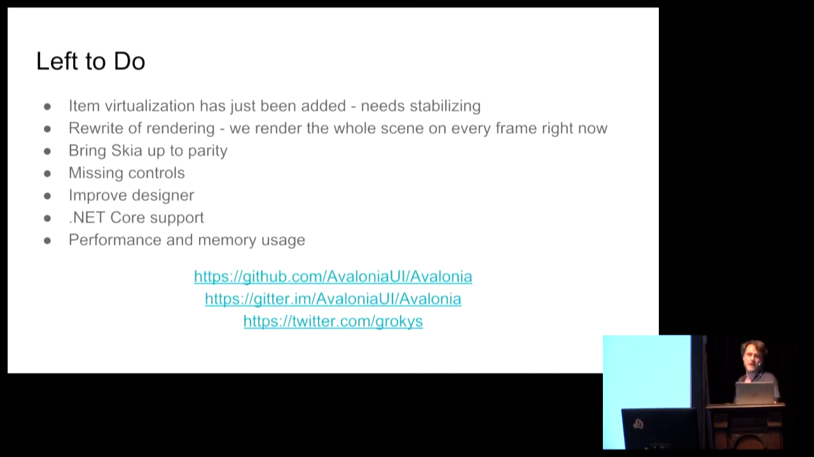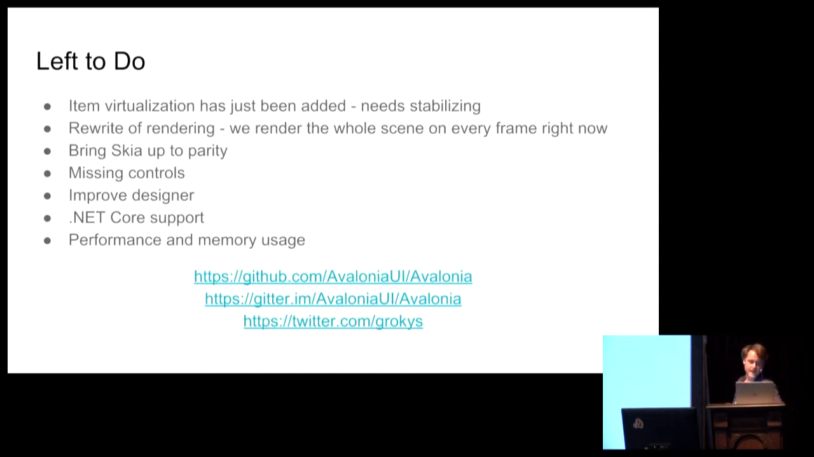We've just added item virtualization that needs stabilizing. There's quite a few bugs there. The main thing left to do is rewrite the rendering subsystem, because we render the whole scene on every frame right now. I don't know if there's anyone here who knows how to do that properly. Please let me know if there is.